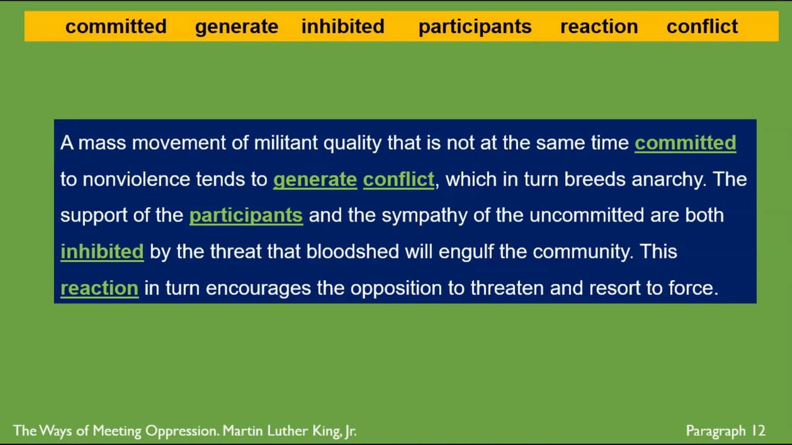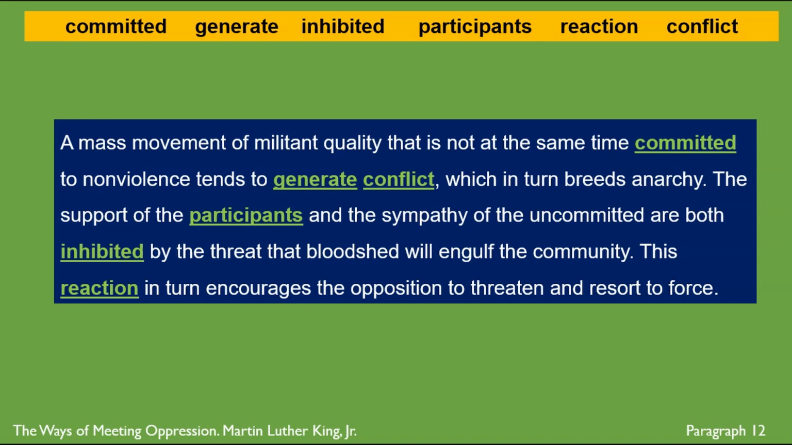So a mass movement of militant quality that is not at the same time committed or dedicated to nonviolence tends to generate conflict or cause problems, which in turn breeds anarchy. Anarchy is lawlessness. The support of the participants and the sympathy of the uncommitted. So here we needed a noun for a person, okay? And participants is our only choice for that.